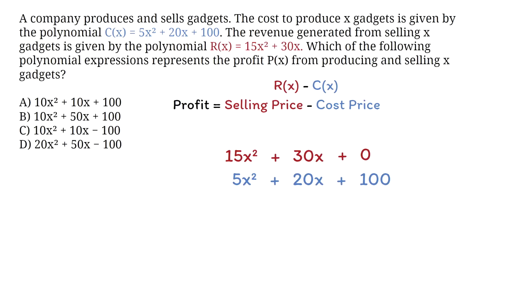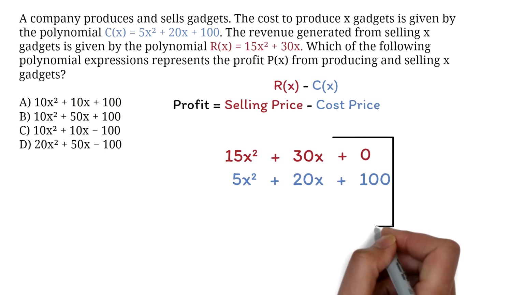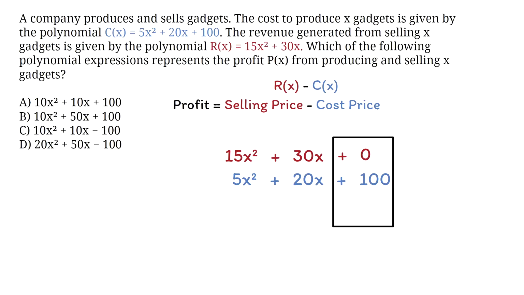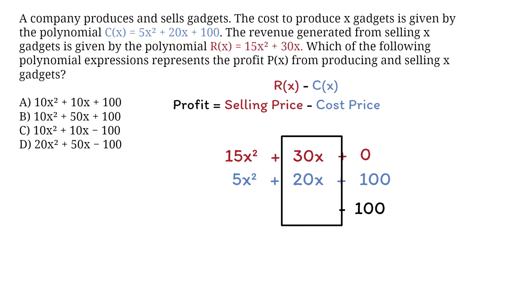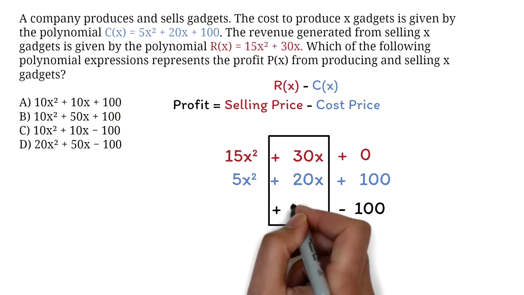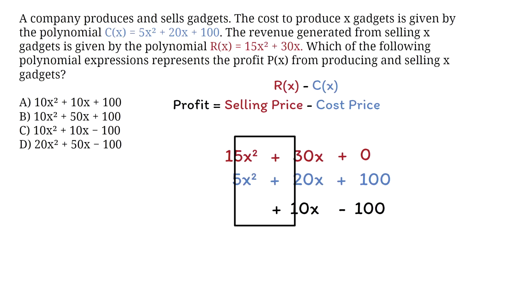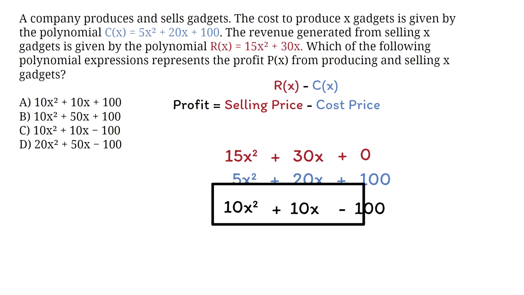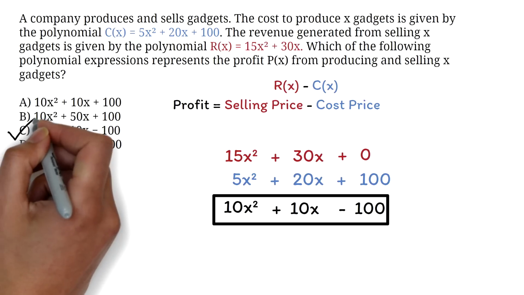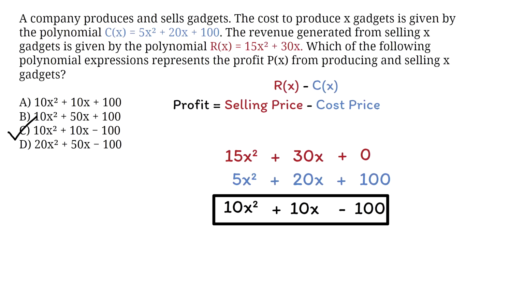Now let's subtract. I like to start from the right, but for a question like this, it won't matter where you start. 0 minus 100 is minus 100. 30x minus 20x is 10x. Finally, 15x squared minus 5x squared is 10x squared. We can see that the correct answer is option C, 10x squared plus 10x minus 100.